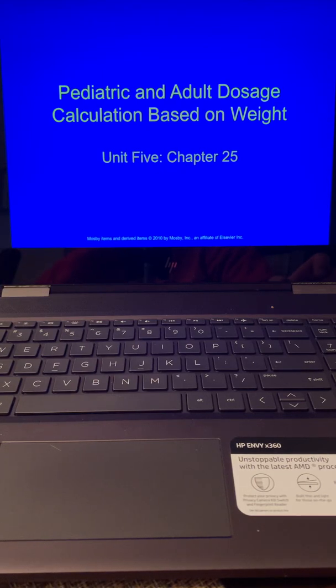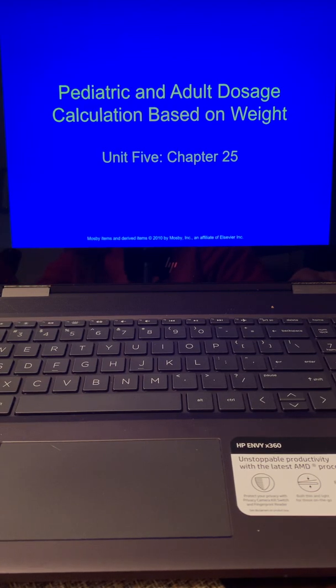And our last chapter of the semester is chapter 25, which is pediatric and adult dosage calculation based on weight. So a lot of times we have to calculate medications based on weight, especially if they're critical calculations for adults or pediatrics. And anytime we have a kiddo, we calculate based on weight. Even if you get a bottle of kids Tylenol at the store, it's going to be calculated by weight because all kiddos are not built the same.